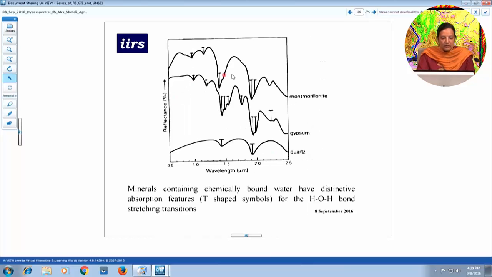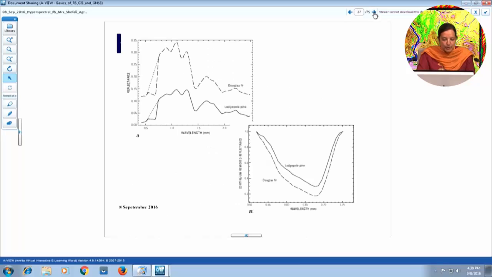Now this is one. The absorption is due to the HOH bond, that is the hydroxyl bond present here. Because of these absorptions, they are also at certain locations very narrow in nature, and to capture it you require fine observations, that is hyperspectral data.